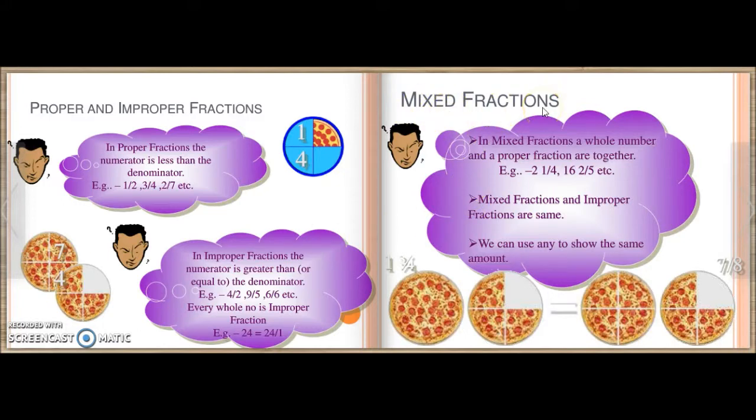Mixed fractions. In mixed fractions, a whole number and a proper fraction are together, such as 2 1 over 4, and 16 2 over 5. Mixed fractions and improper fractions are the same. We can use either to show the same amount. For example, this pizza shows that 1 3 over 4 is equal to 7 over 8 of the pizza.